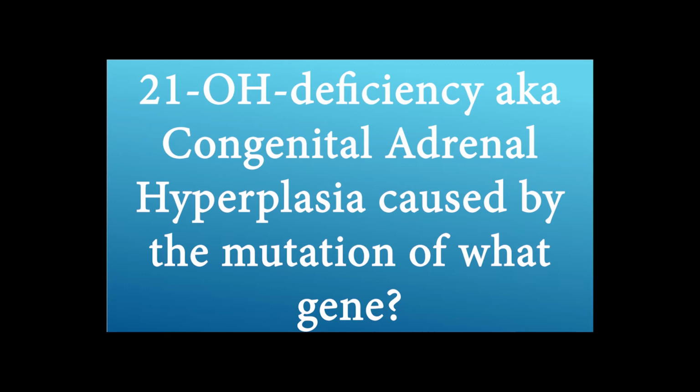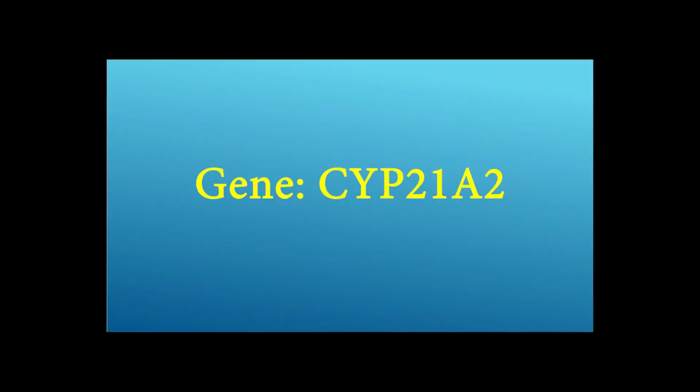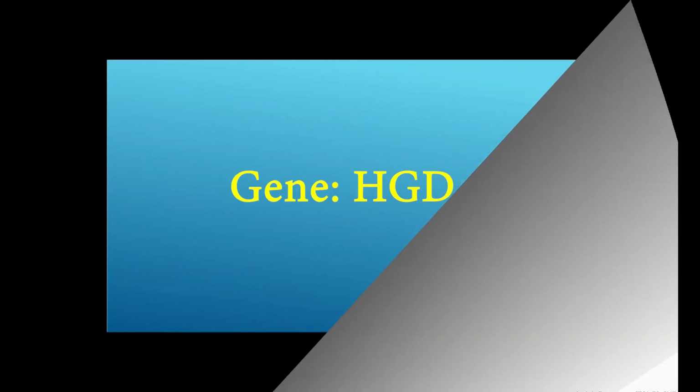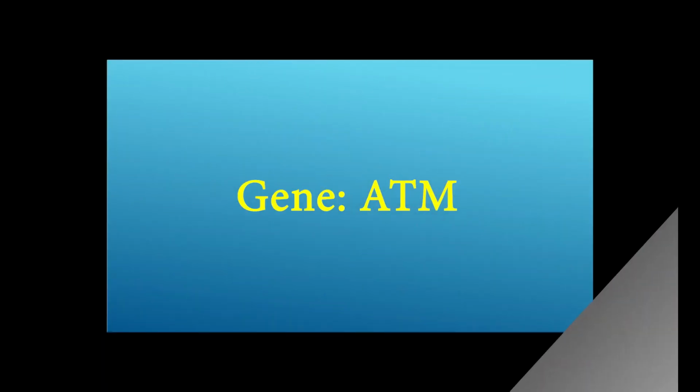21-hydroxylase deficiency, also known as congenital adrenal hyperplasia, caused by the mutation of what gene? 21-OH, or CAH, is caused by the mutation of gene CYP21A2. Alkaptonuria. Mutation of the gene HGD. Ataxia telangiectasia, caused by mutation of the gene ATM.